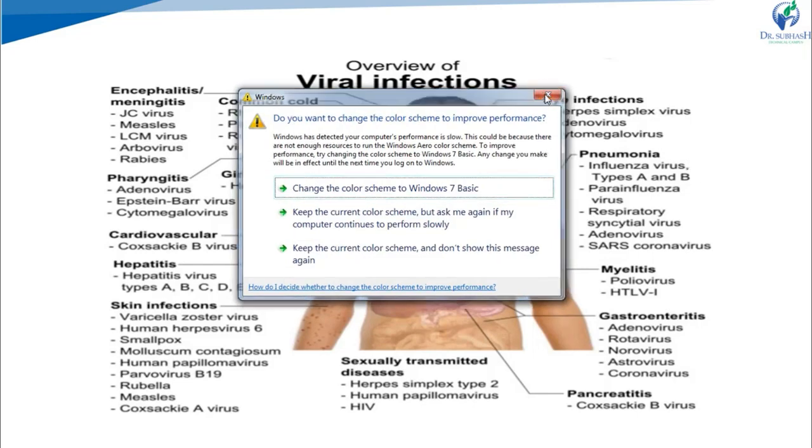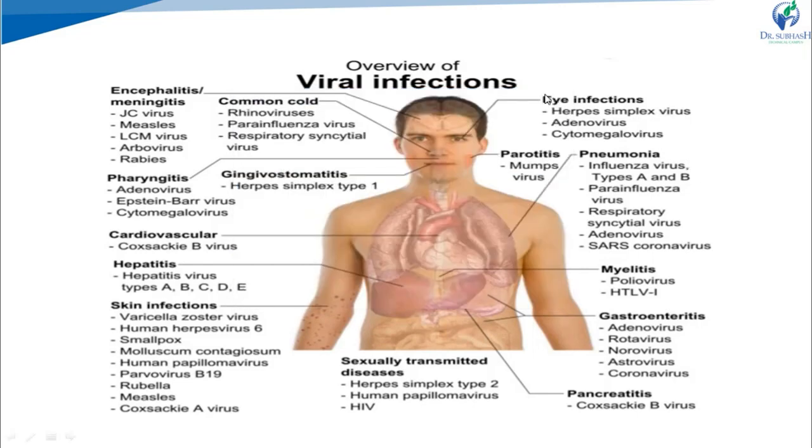Right? Next one is pharyngitis, that is the infection and inflammation of the pharynx, and that is because of infection by adenovirus, Epstein-Barr virus, and cytomegalovirus. Next one is gingivostomatitis, right? Gingivostomatitis is an inflammation and infection of the gums and mouth cavity, and this infection is caused by herpes simplex type 1 virus, right?